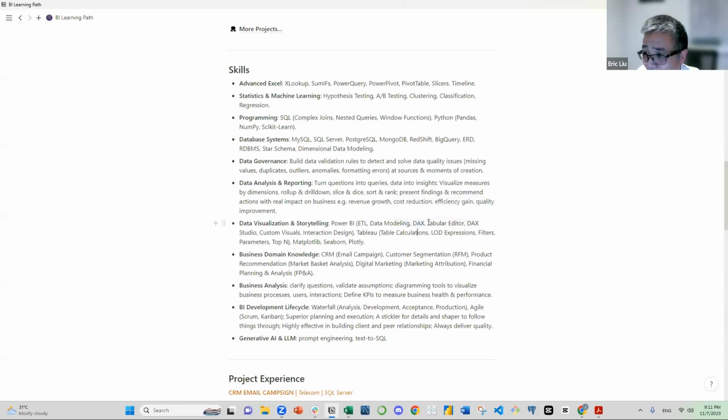And for those of you who come across Tabular Editor and DAX Studio, these are two add-ins from a company called SQLBI, I think. And that will prove you're a very advanced user. And custom visuals, interaction design, these are also important. Okay, any question?